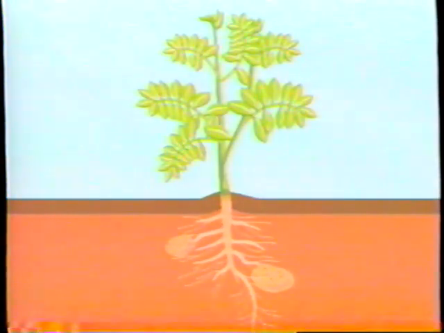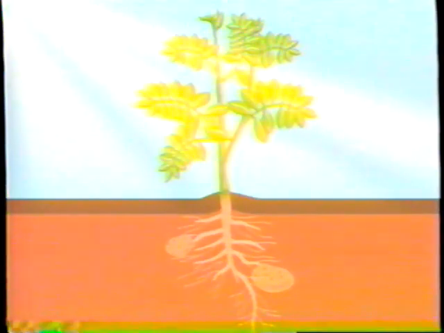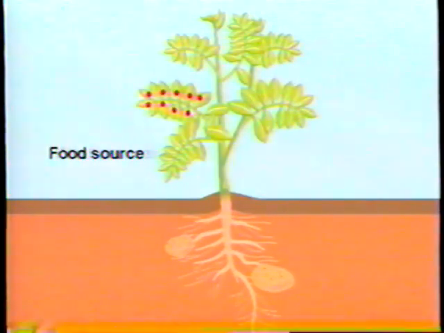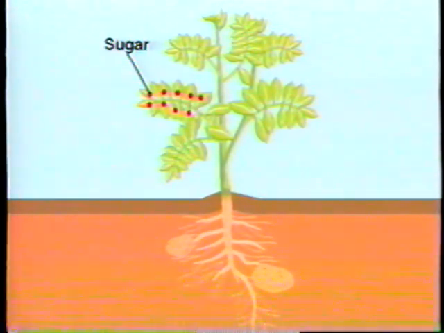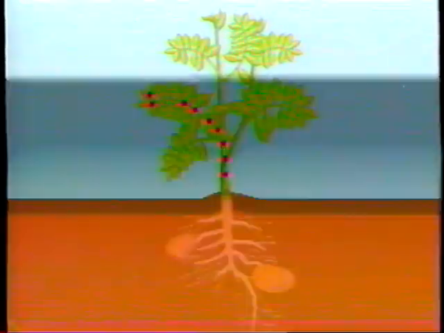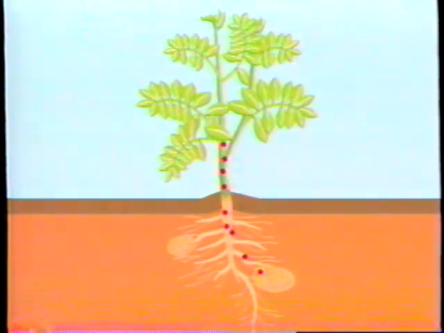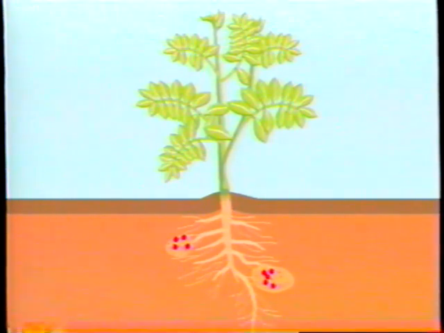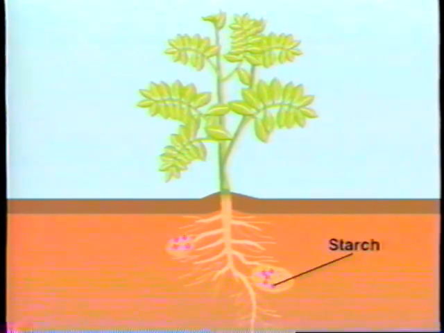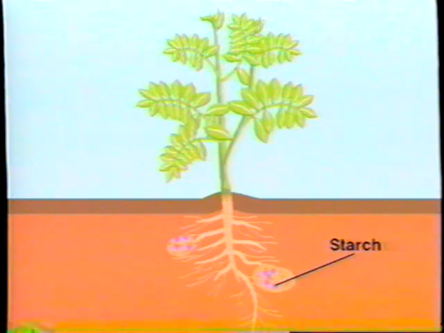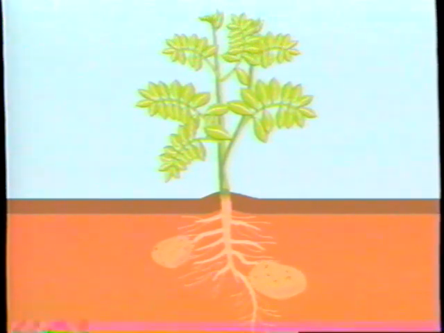Sugars are manufactured in the leaves of plants by photosynthesis. This area of the plant is called the food source. Sugars produced at the food source are transported through the phloem to the part of the plant where they are used or stored. Using the potato plant as an example, the sugars are converted into starches and stored in the potato, which is a tuber on the root. This area is called the food sink.